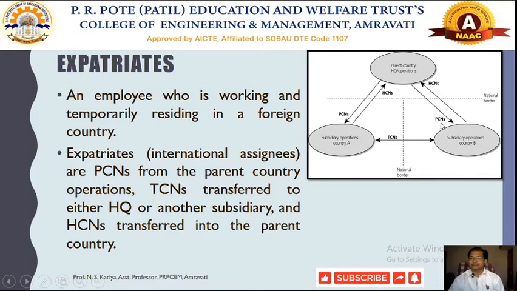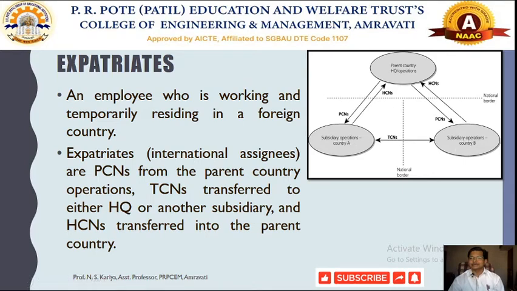Let us see PCN over here. And from any other country, say for example country B, any employee who is being transferred to the headquarters, say for training purposes, in that case that will be called HCN, host country national. Now these are the third countries, as we discussed earlier. This is called third country national, for a transfer from country B to country A, or country A to country B.